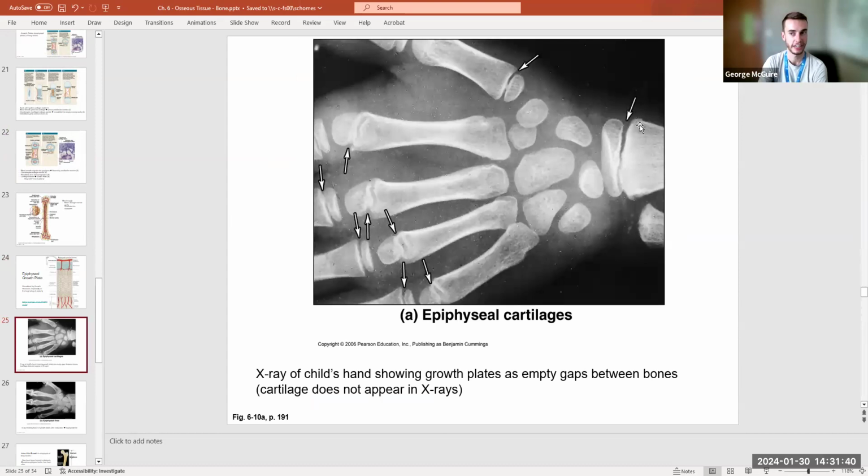And if you take an X-ray of a child's appendages or anywhere where there would be bones connecting, you can really see these gaps that sometimes look like broken bone or just look like wide open spaces in between those bones.